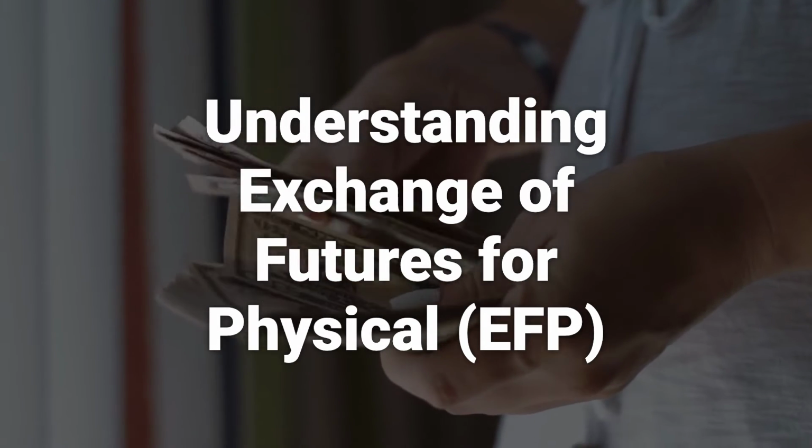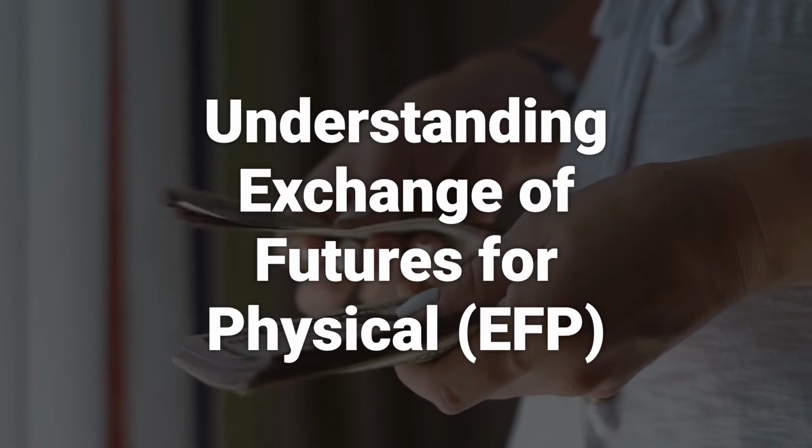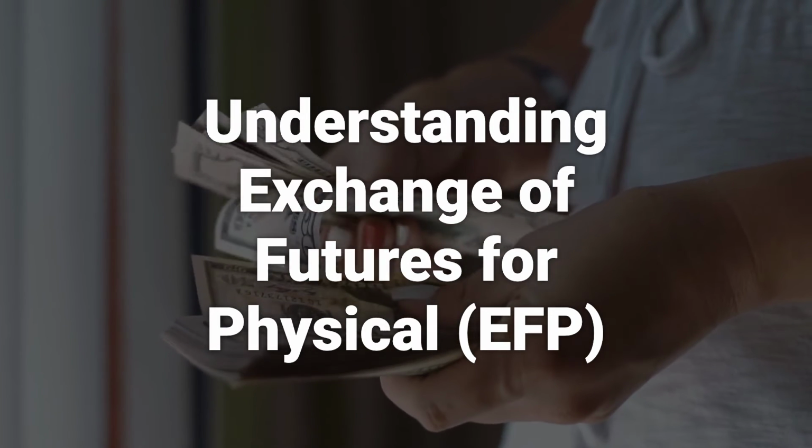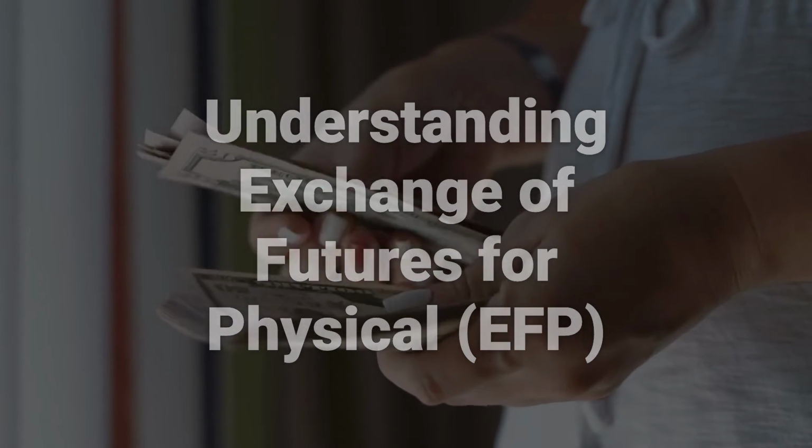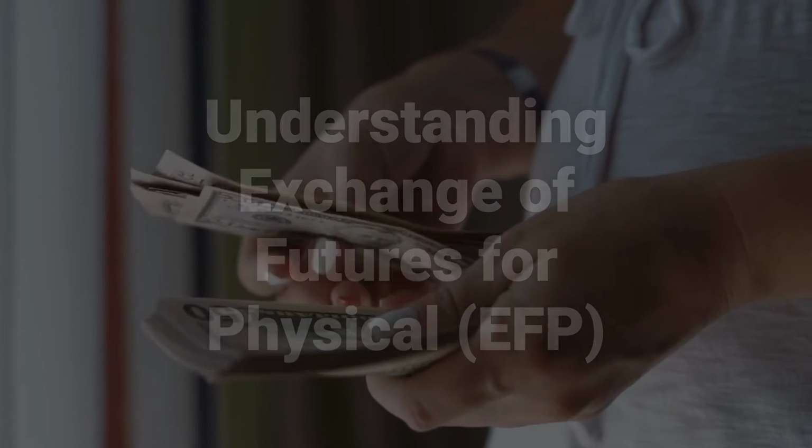EFP is also referred to as exchange of futures for product and exchange of futures for cash. It is generally used to describe transactions of this nature even when the underlying are financial products rather than cash commodities.